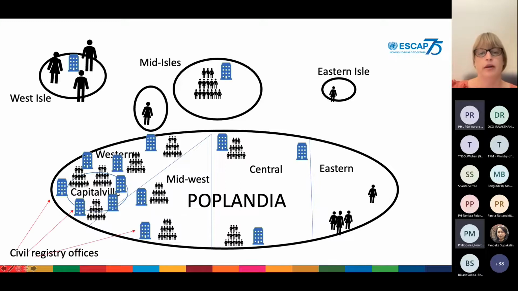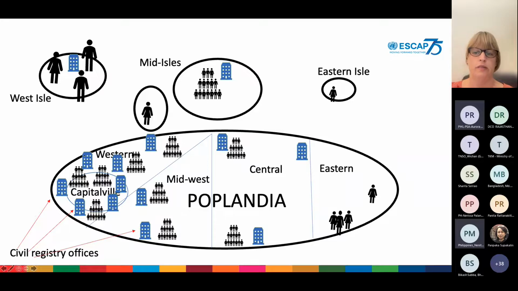And now let's think about where our civil registry offices are. So there's a lot in the capital in the Western province. There's some down here in the Midwest province. There's one down here in the Central, and there's one up here, in theory, maybe to service if people came over from the island. But there's only one for all the Mid Isles and one for the West Isle. There's none in the Eastern Isle, and there's none in the Eastern province at all.